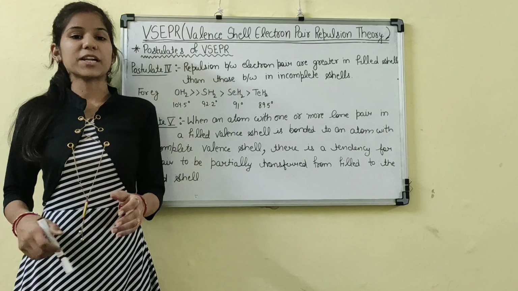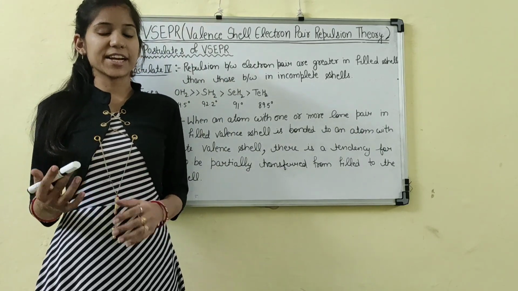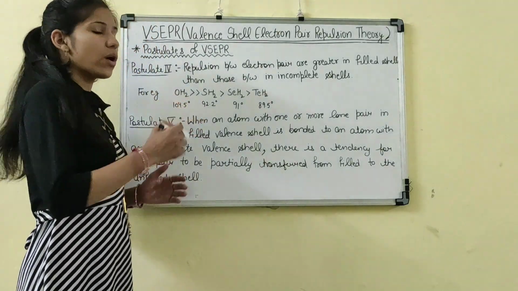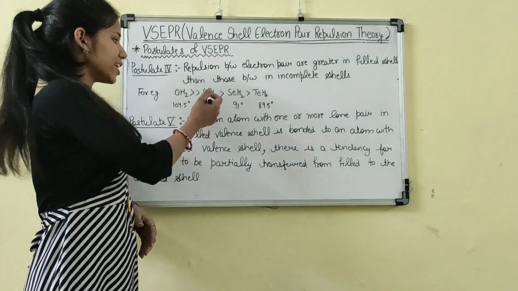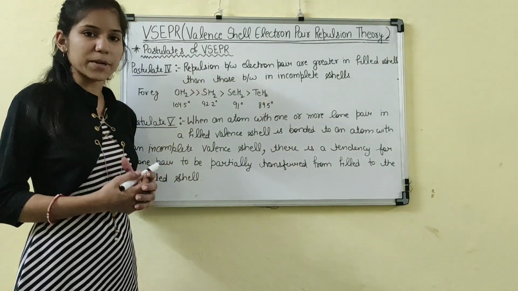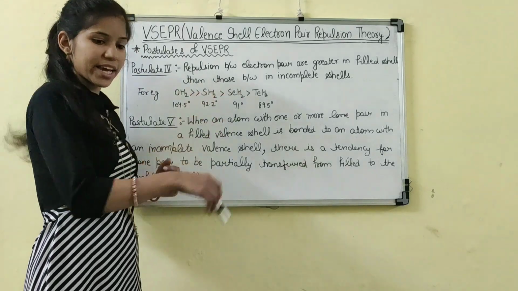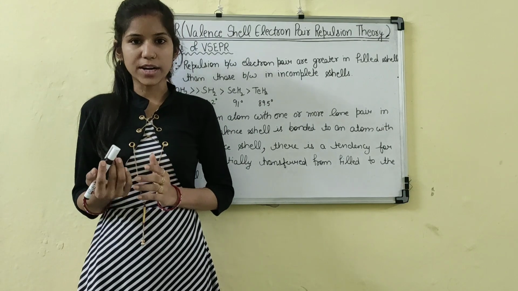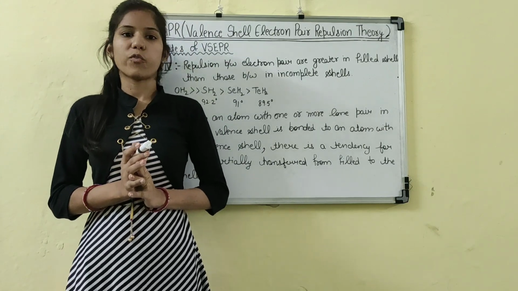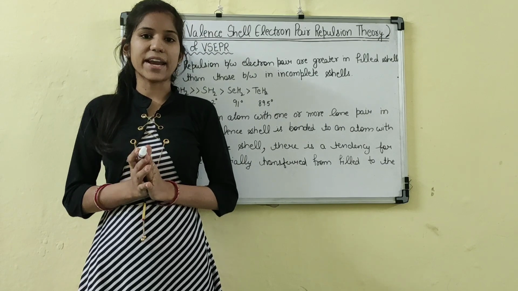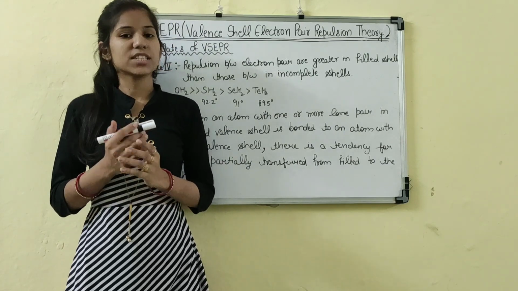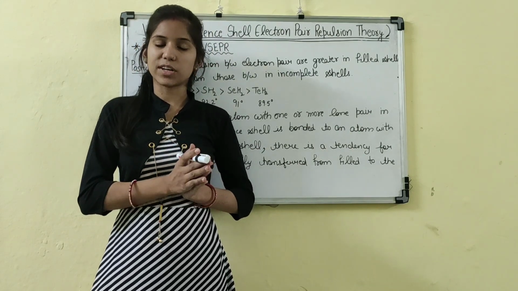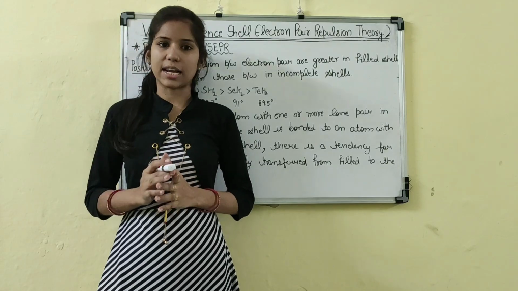Postulate number 4. Repulsion between electron pairs is greater in a filled shell than in an incomplete shell. For example, H2O has a greater repulsion than H2S, H2S has greater repulsion than H2Se, and H2Se has a greater repulsion than H2Te. Postulate number 5. When an atom with 1 or more lone pairs in its filled valence shell is bonded with an atom with an incomplete shell, there is a tendency for the lone pair to be partially transferred from the filled to the unfilled shell.